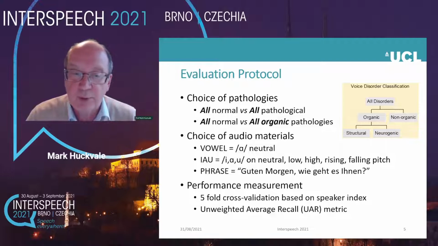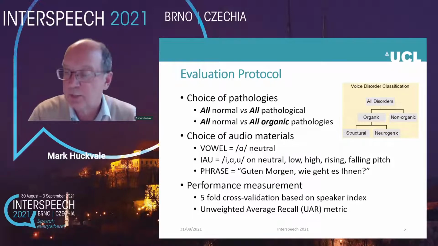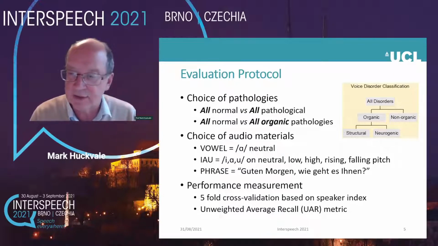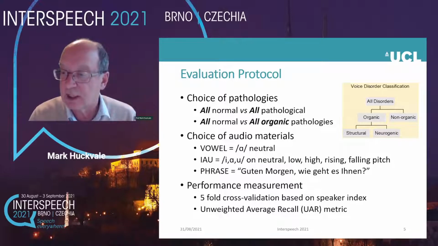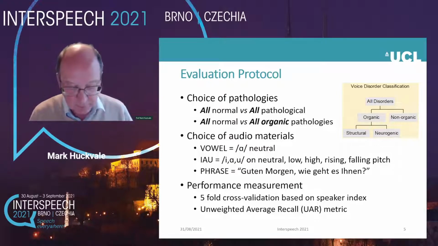And for measuring performance, we're going to use 5-fold cross-validation, but we're going to do that using the speaker index as a key, which guarantees that we don't have the same speaker in both the training set and the test set. And because there's a considerable imbalance in the proportions of different classes, we're going to use an unweighted average recall metric, which gives you an estimate of the performance of the system were it the case that all classes were equally likely.